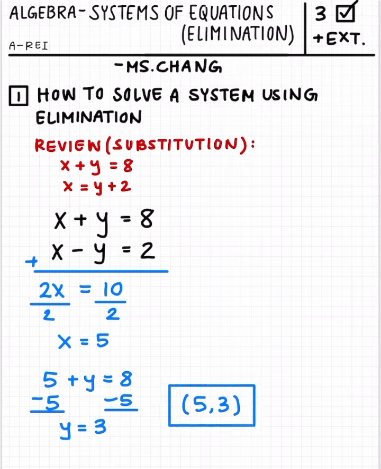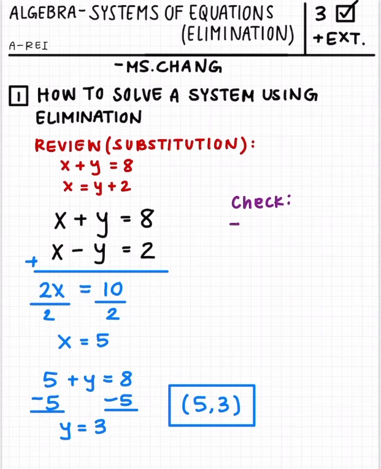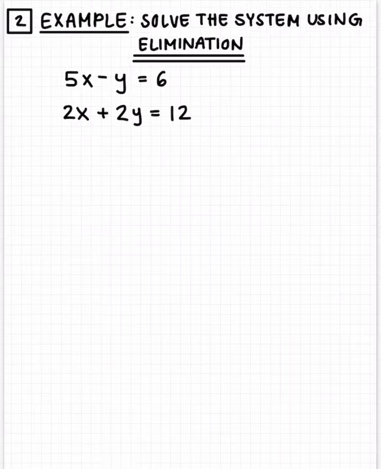If we want to check our solution, we can plug in our unique solution into both of these initial equations, and they should hold true. So 5 plus 3 equals 8. 5 plus 3 does equal 8, so this checks out. And 5 minus 3 equals 2. 5 minus 3 does equal 2, so this also checks out. So our unique solution is 5, 3.